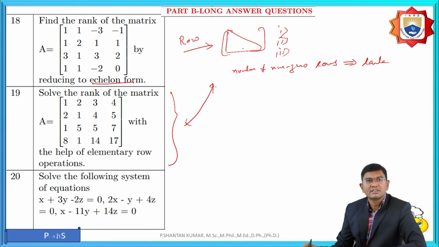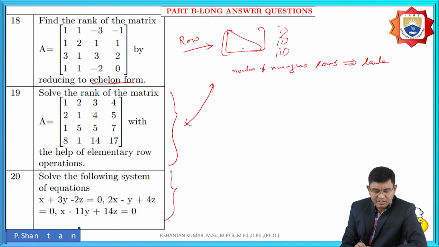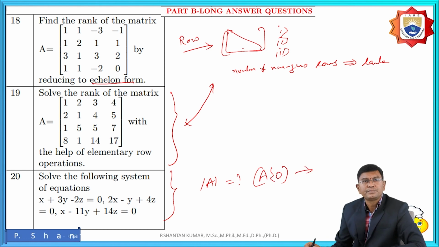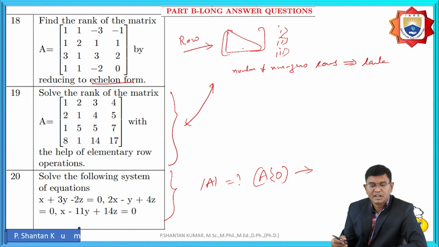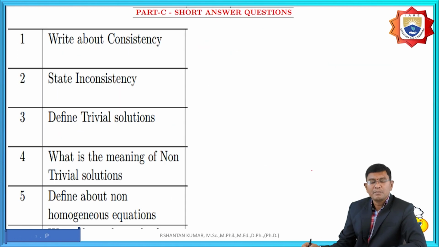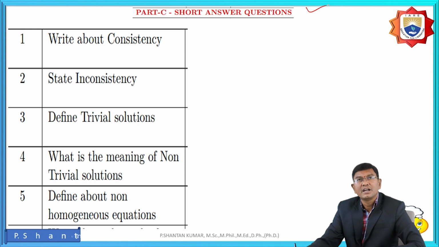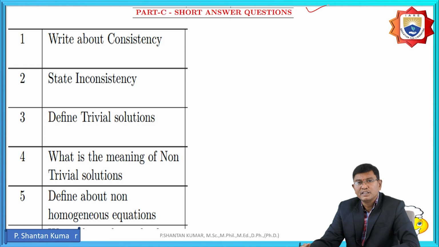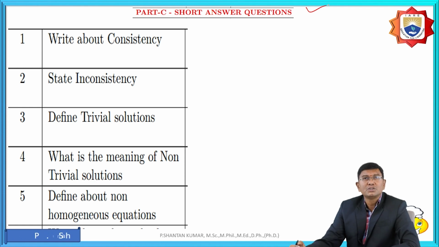Solve the system of equations. Solving the system means you find the rank of A, what is the value; otherwise, we need to reduce it to a homogeneous equation and find the solutions. These are the conditions we need to check. Again, under part C, there are only short answer questions, based on whatever we discussed briefly, all the concepts, and the question bank and critical thinking questions. There are some 20 problems based on short questions.